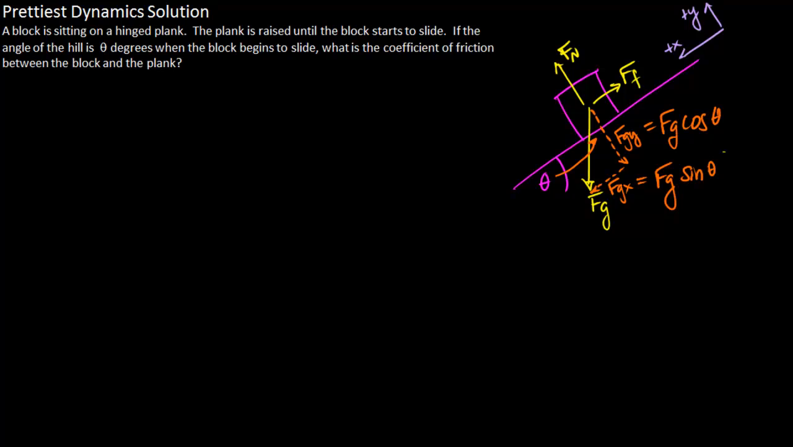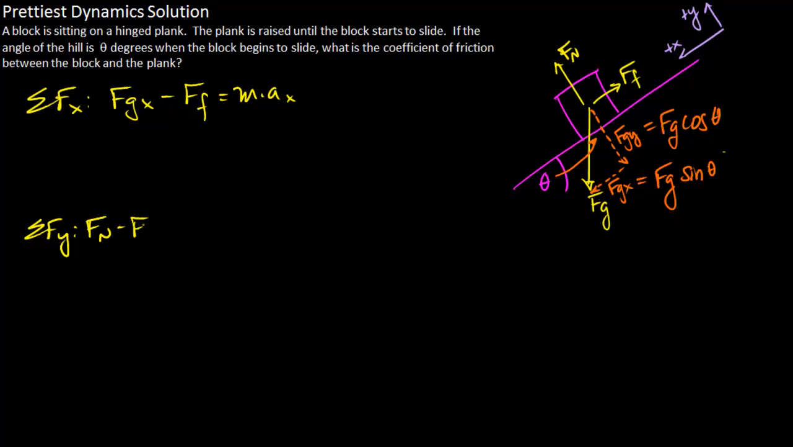If we now write our Newton's laws equations based on our block in the x direction, we have Fgx minus the force of friction, and that equals m times a in the x direction. And in the y direction, we have an equation that says the normal force minus the y piece of the gravitational force, Fgy, equals m times a in the y direction.